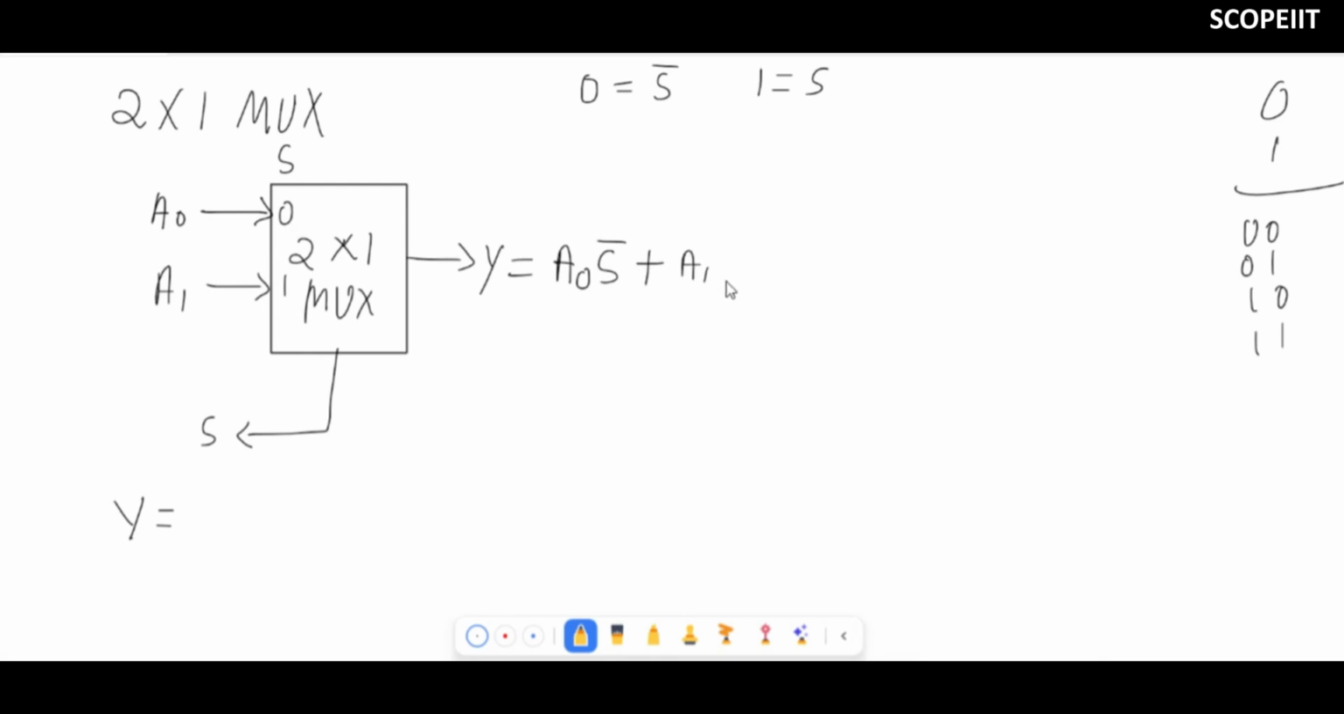Okay, then in A1, what do you have here? 1. 1 means there is no bar, so it will be S. Okay, so what is the expression for this 2 cross 1 multiplexer? A0 S bar plus A1 S. Understood? Now, we need to generate the truth table for this one.